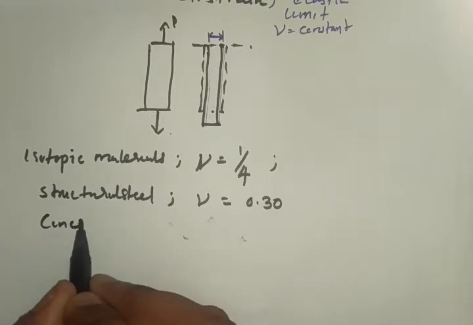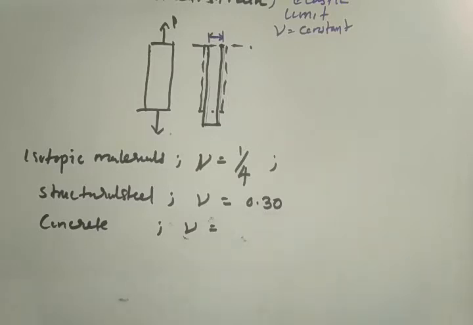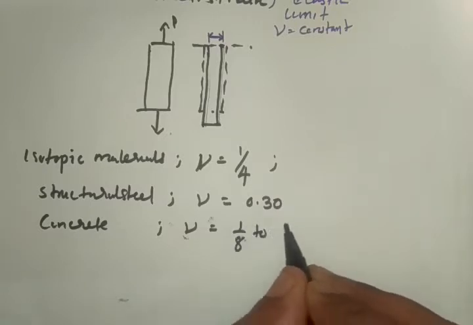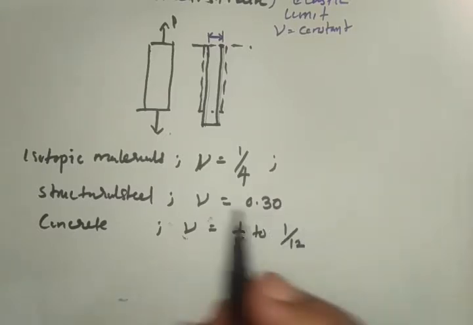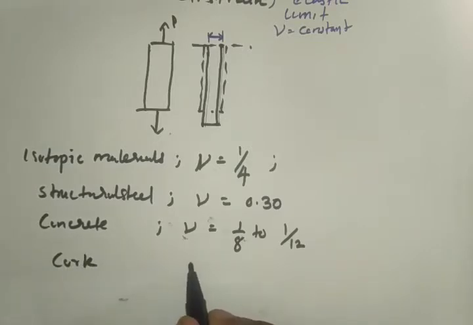For concrete, this mu value can be taken as 1/8 to 1/12. For cork, this mu value can be taken as almost equal to 0. It means it is somewhat a rigid material, more rigid than structural steel. So the mu value is equal to 0. Not equal to 0, it is almost equal to 0.